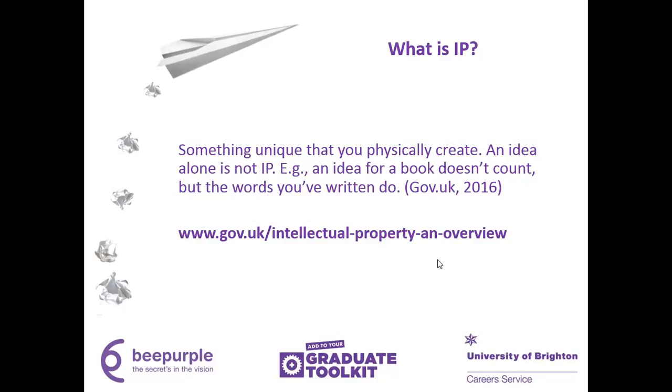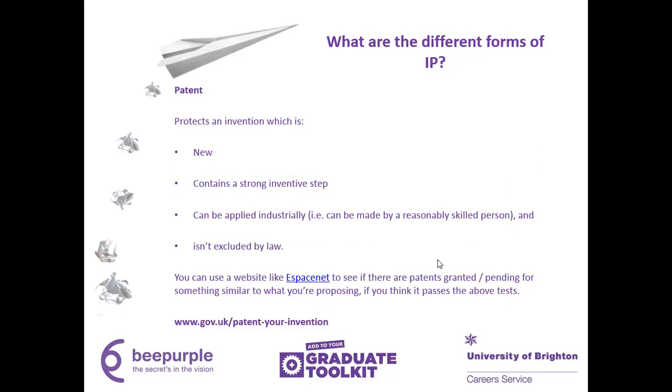So to start off, what is IP, intellectual property? It's something unique that you physically create. So we draw this distinction: it's not just about having an idea, so you can't protect an idea, but it's the expression of an idea itself. So say you have an amazing idea for a book, you can't protect the idea, but once you write it down, then you can. So that link below will give you some more information about that.